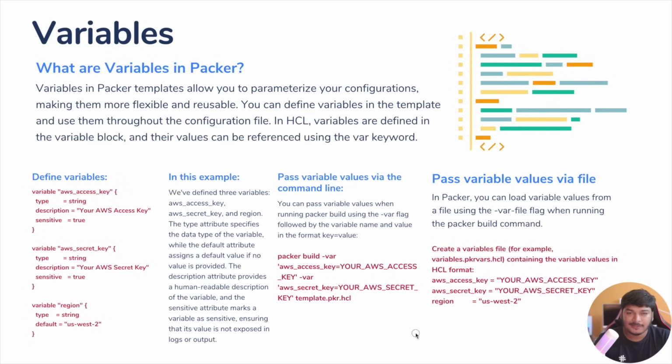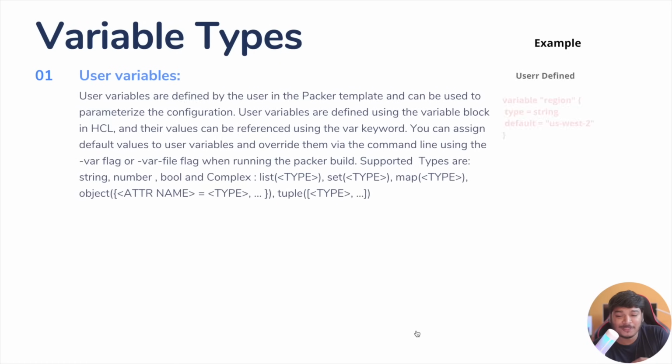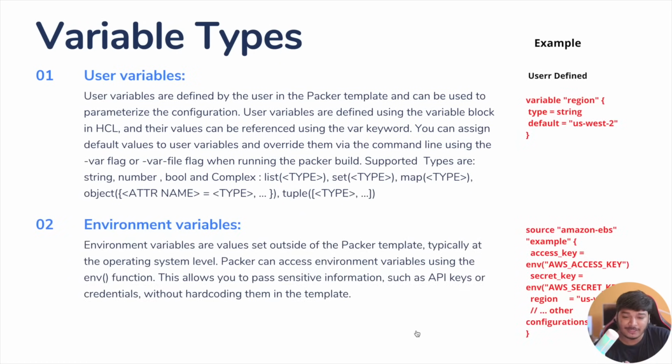Okay, now let's learn about the variable types. First, user variables. So just now the examples I've shown you, those are actually user variables, where you define the variables and use them. User variables are defined by the user, like us developers, in the Packer template, and can be used to parameterize the configurations. User variables are defined using the variable block, using that variable keyword, in HCL, and their values can be referenced by using the var keyword. You can assign default values to the user variables, like I showed you how you can define.